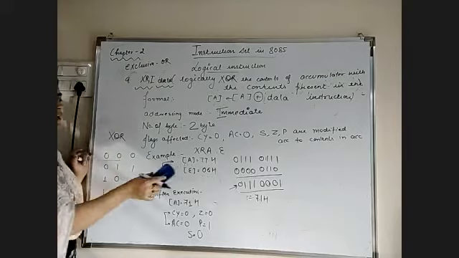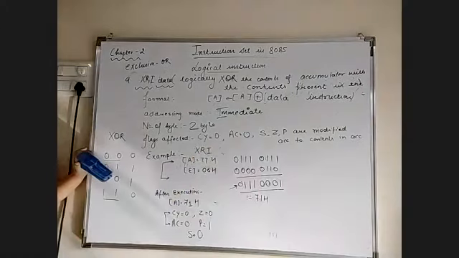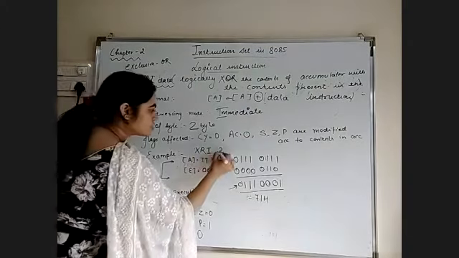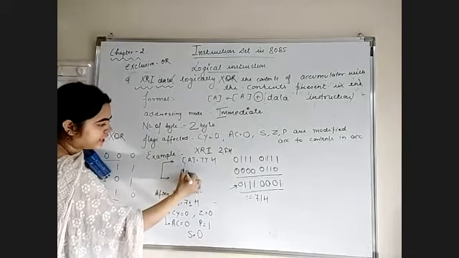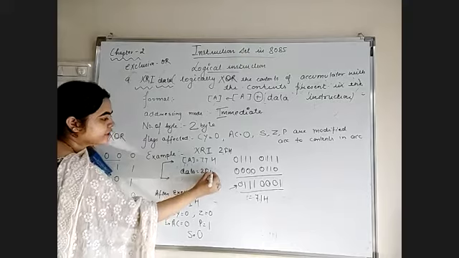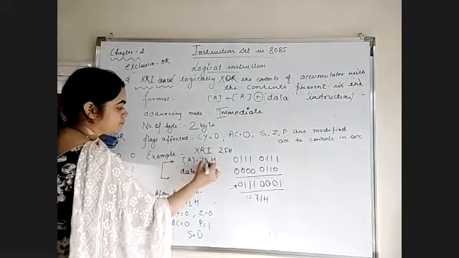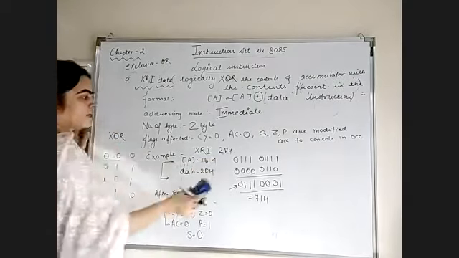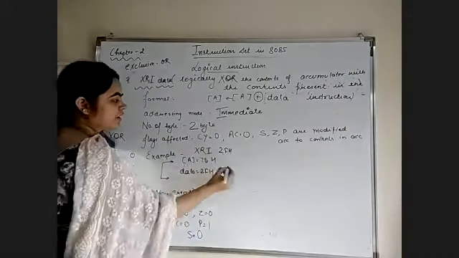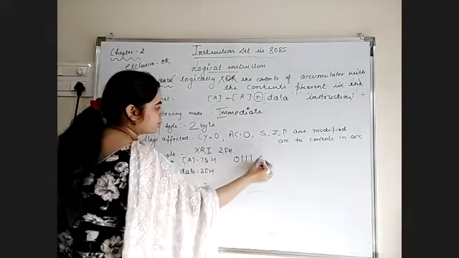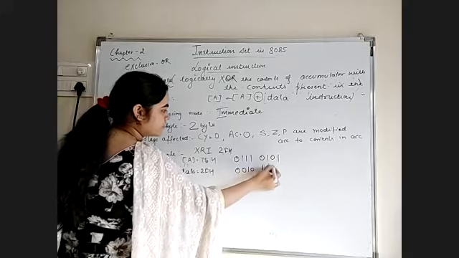Next, we can see the example. We have the instruction XRI data, and here we can take the data as 2FH. So we have data 2FH in the instruction, and in the accumulator we have contents, suppose, 75H. Now we can apply the XOR operation between 75 and 2FH. 75 means 0111 0101, and 2F is 0010 1111.